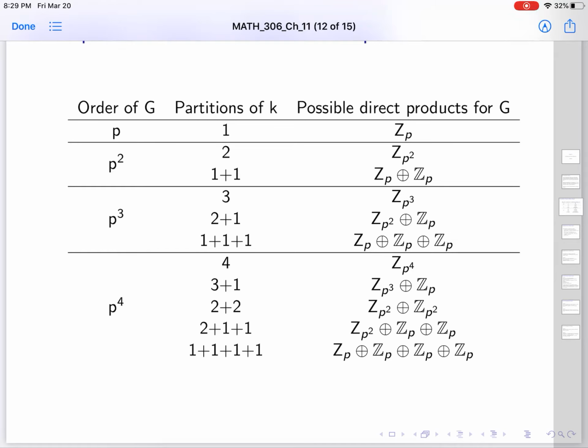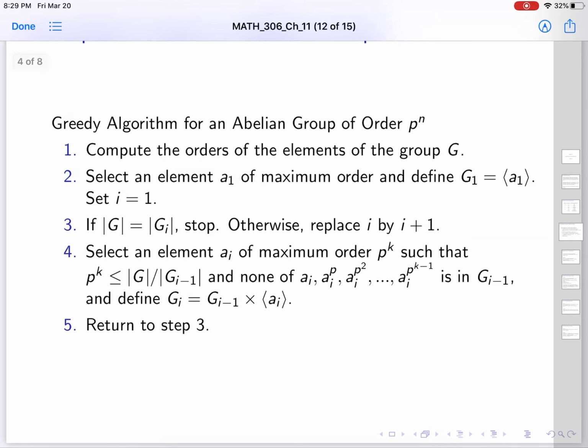This table might be handy to look at when you are trying to determine the isomorphism class of an abelian group. We do have a greedy algorithm for an abelian group of order p to the n. The first thing that we want to do when following this greedy algorithm is compute the orders of the elements of the group G. Then we will select an element, call it a1, of maximum order, and define G1 to be equal to the cyclic subgroup generated by a1.